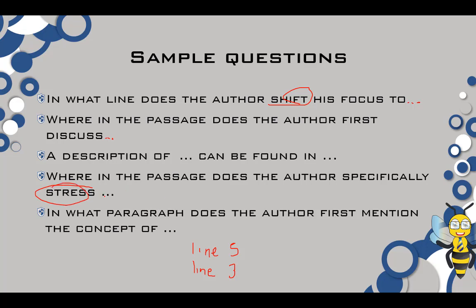Okay, what is going to be next? For example, it says, where in the passage does the author specifically stress his posture about abortion? So abortion could be the keyword. Maybe in the reading he was talking about euthanasia and abortion and adoption. And in this case, you are looking for abortion, not the other words. Okay. Questions here?